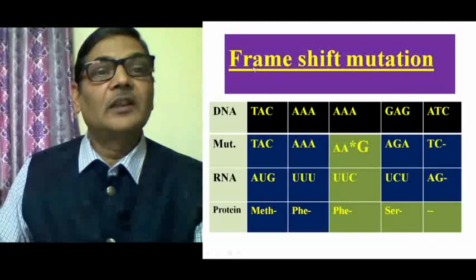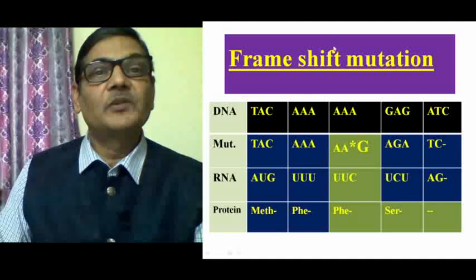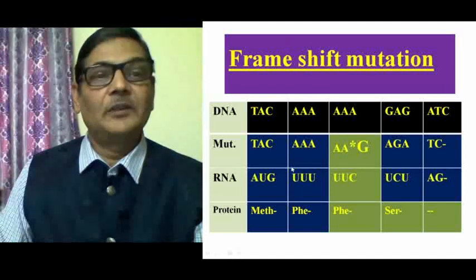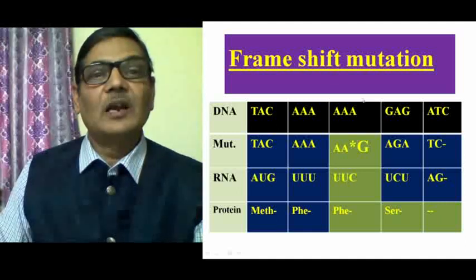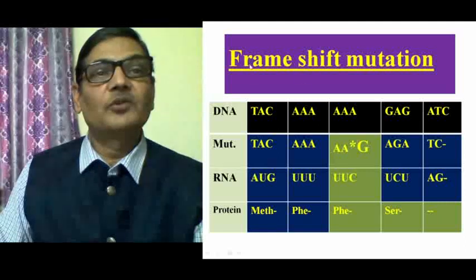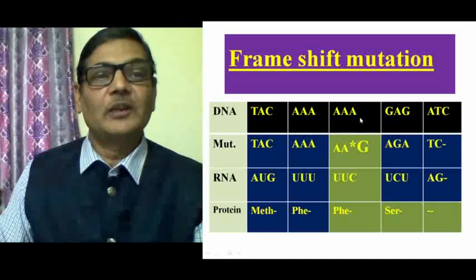And the fourth one is frame shift mutation. Frame shift means the entire reading frame of the messenger RNA, the codon system, gets affected and shifted due to deletion or addition of a nucleotide in the DNA. One thing one should understand forever is that frame shift mutation occurs either due to addition of some nucleotide in the DNA or due to deletion of a nucleotide in the DNA.